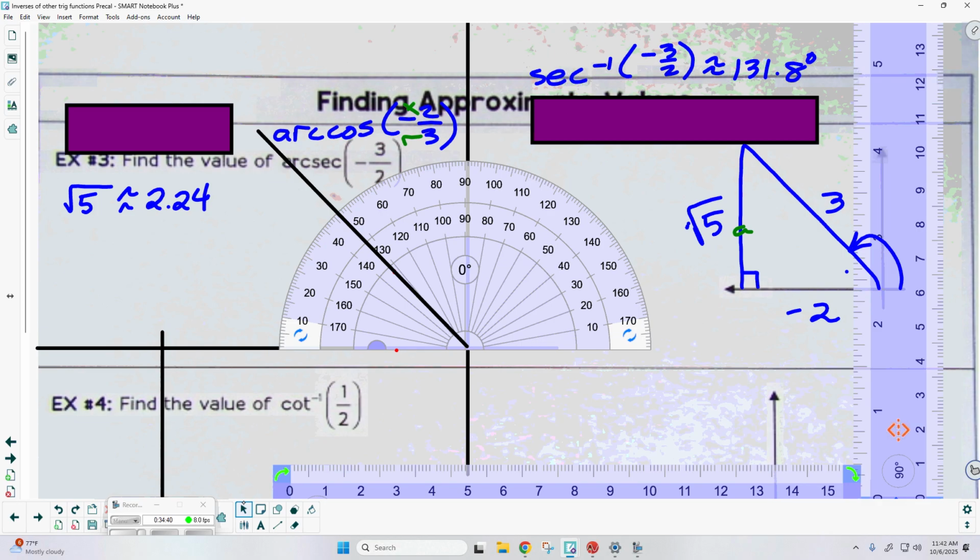That's okay. Now here's the big question. Is there anybody who was way off? Anybody need help measuring?